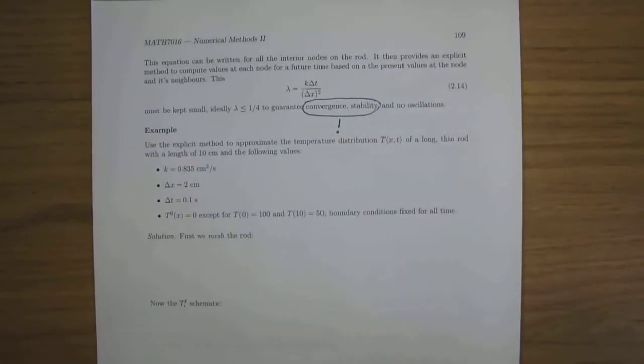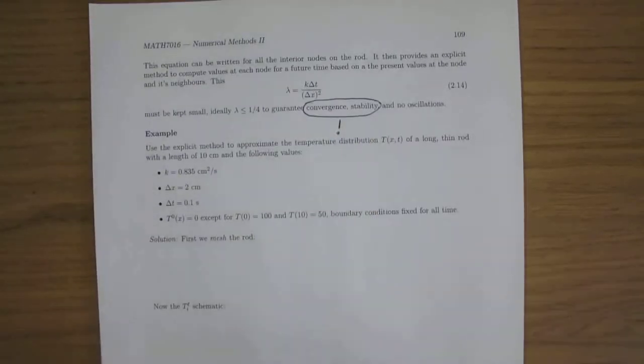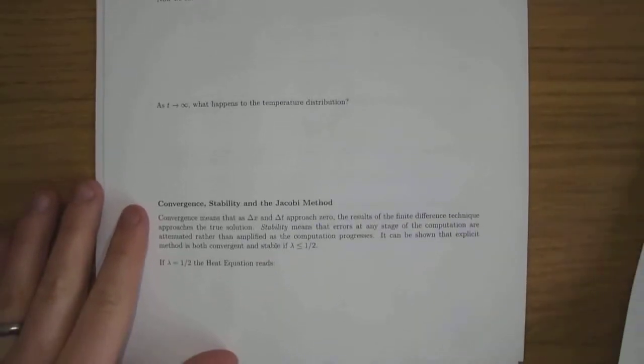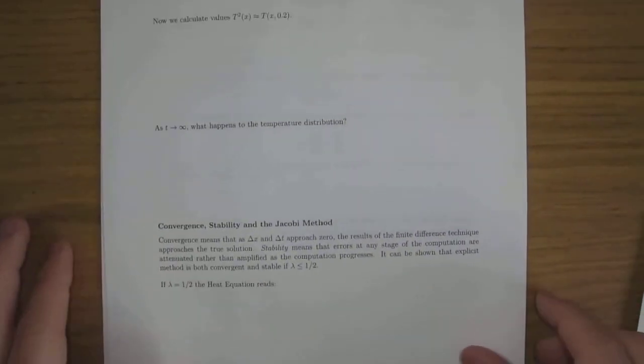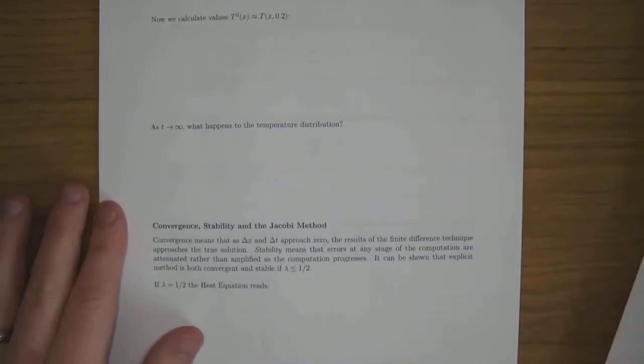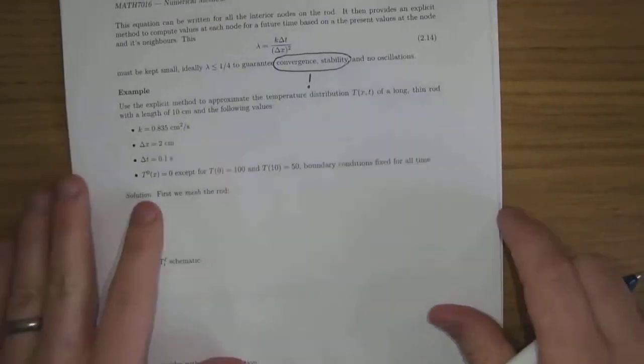So to make it converge without oscillations, you need lambda less than a quarter. I think if you have lambda less than a half, you're guaranteed the convergence, but there may be oscillations. Okay, now we'll do this example in the next thing. There's a small comment somewhere down here. Okay, sorry, these are different things. So stability is what I was thinking of as convergence.